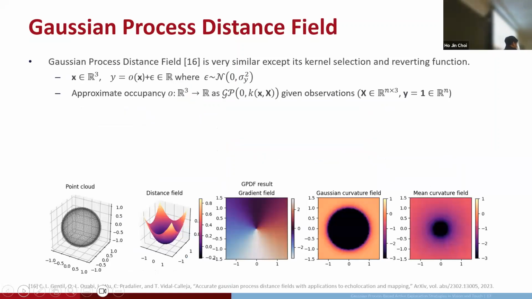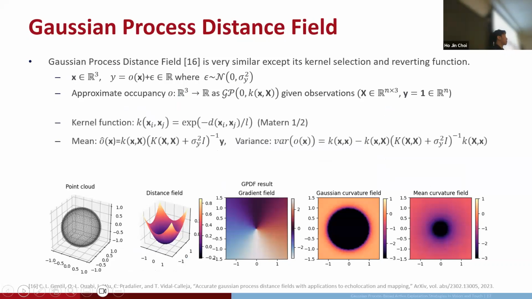The method we are using is called the Gaussian process distance field, which inherits these good properties of the Gaussian process, except that it uses a special kernel function, which is a bijective function, like this Matern 1/2 function. It then applies something called a reverting function to the output of the Gaussian process to output the distance function. The images down here show, from a point cloud, a slice of its distance field, gradient field, and the Hessian or curvature, both Gaussian curvature and mean curvature.